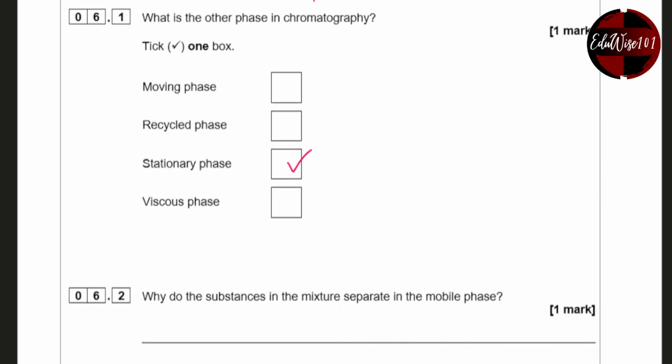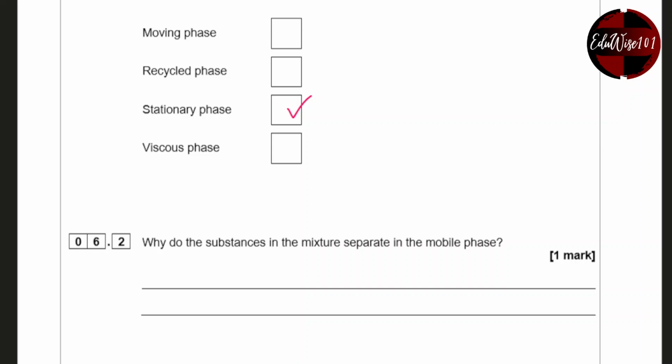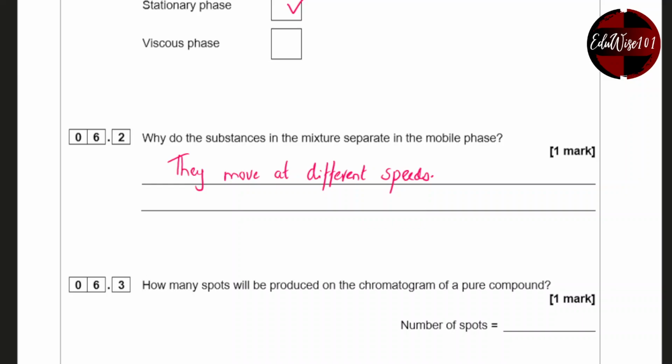Why do the substances in the mixture separate in the mobile phase? Mainly because they move at different speeds, right? So from one dot, for example, in ink, if you're using chromatography of ink, from one dot you'll get all the different colors. That's mainly because all the different colors in that one dot are moving at different speeds, so they spread out.